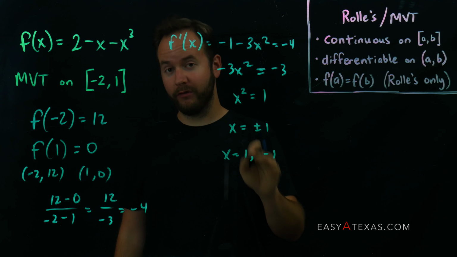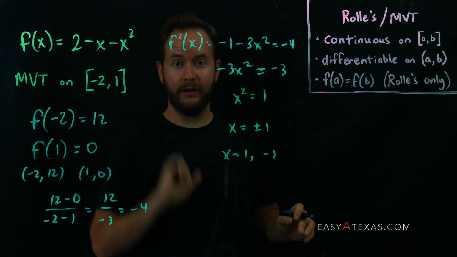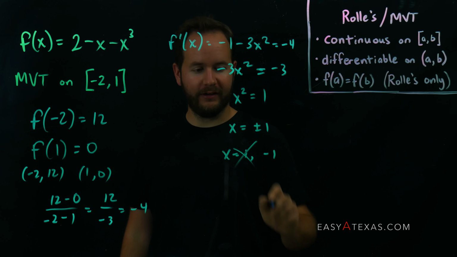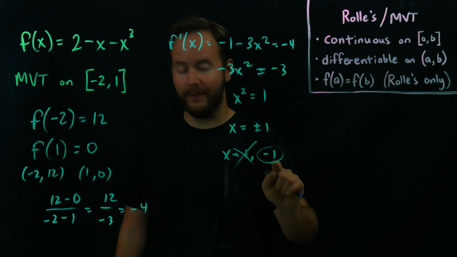The x value you're ever going to use for mean value theorem has to be between the two numbers on the interval. So we cannot use x equals 1. We have to use x equals negative 1, and this is our answer.